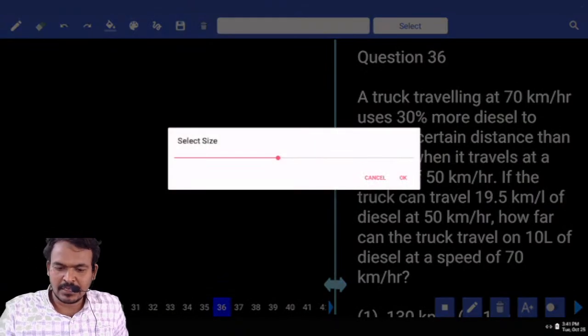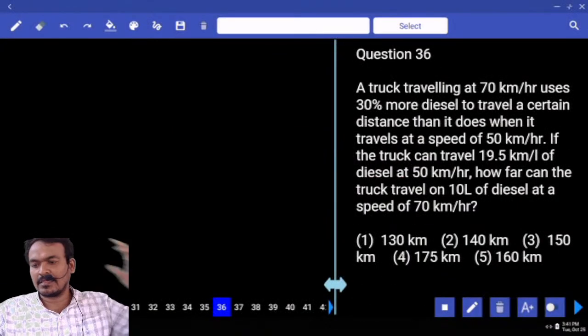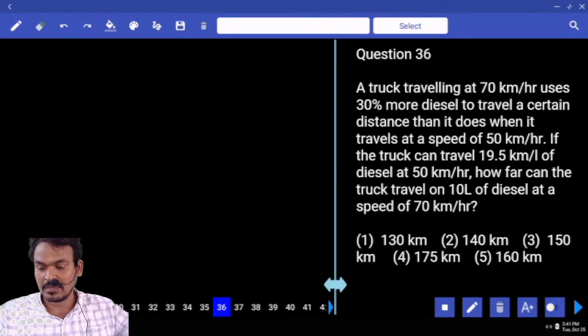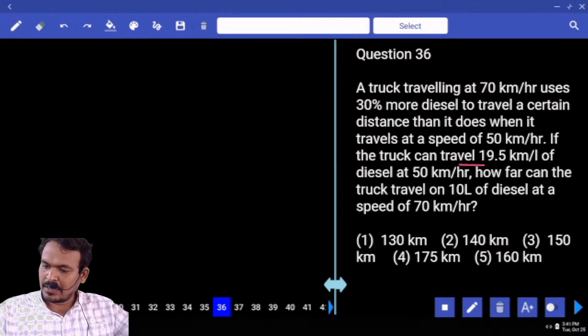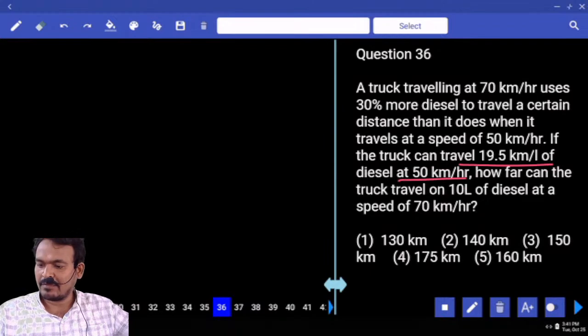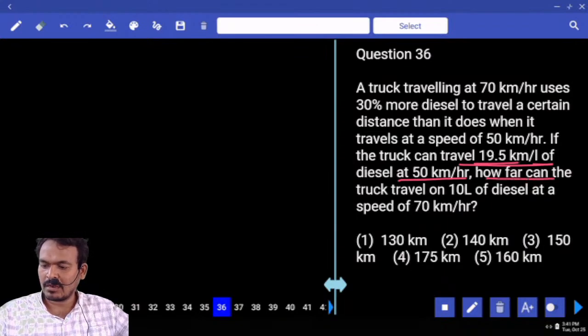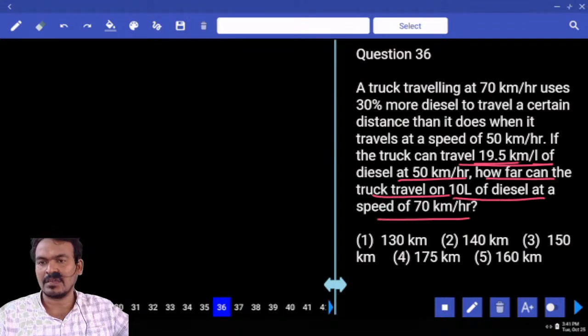Next, question number 36. A truck traveling at 70 km per hour uses 30% more diesel to travel a certain distance than it does when it travels at a speed of 50 km per hour. If the truck can travel 19.5 kilometers per liter of diesel at 50 km per hour, how many kilometers are traveled per liter at 50 km per hour? 19.5 kilometers. How far can the truck travel on 10 liters of diesel at a speed of 70 km per hour?